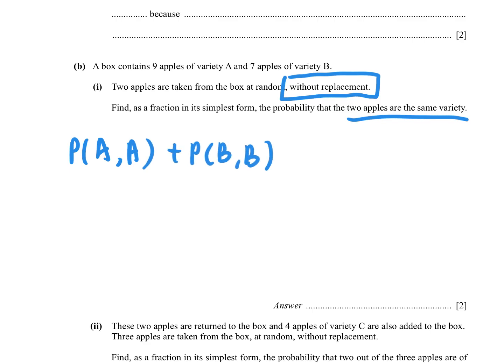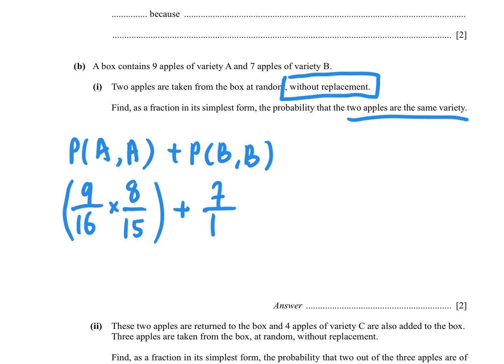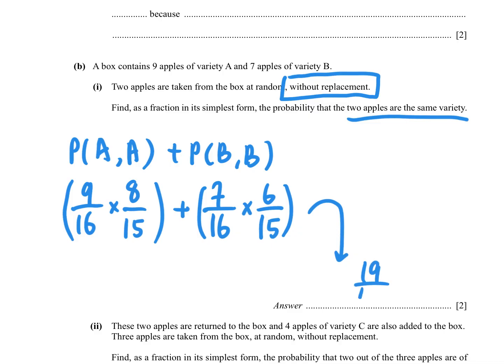So if you want to get A, it's 9 out of 16. And then after that, you don't put the apple back. You have 8 left to choose from. Okay, so this is the first option. If not, I pick B out of the 16 apples. Then I don't put back. I have 6 left to choose from. So that's why your answer here is 19 out of 40.